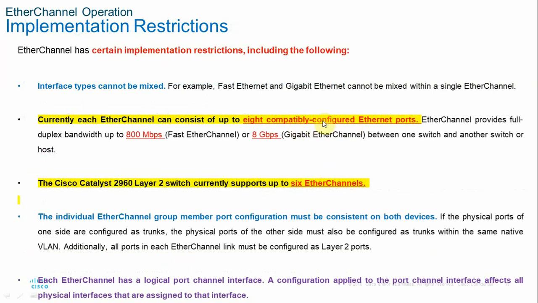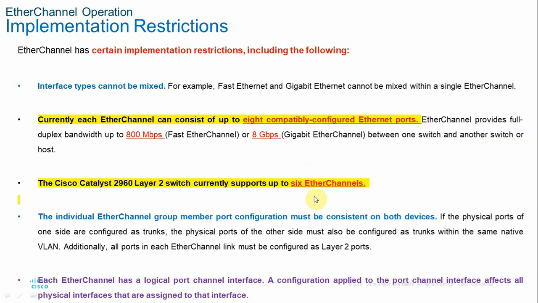See, a maximum of 8 compatible configured Ethernet ports are there, and a total of 800 Mbps in Fast Ethernet. If I'm using Fast Ethernet ports, each cable is 100 Mbps, so 8 means 800 Mbps. If I use Gigabit Ethernet, one is 1 Gbps of bandwidth, so if I have 8 cables, that's 8 Gbps. And the Cisco 2960 switch supports only 6 EtherChannels.